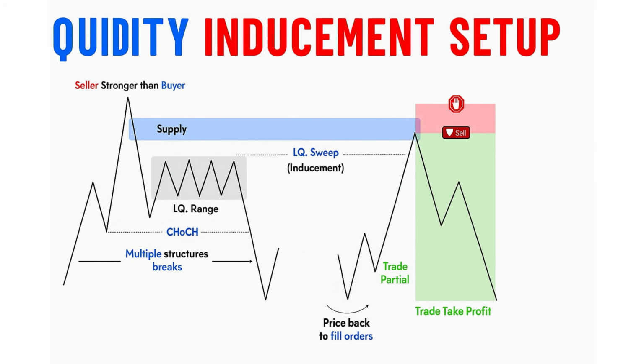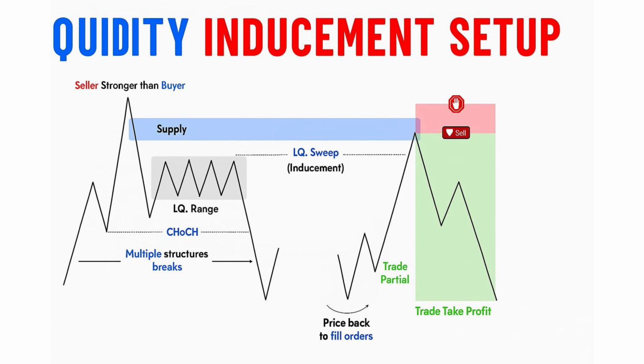Synthesize everything into one powerful high-probability sequence, the liquidity inducement setup. The core premise here is simple. We are identifying a moment where the seller becomes stronger than the buyer. It all starts at a key supply zone. The market doesn't just reverse here immediately. First, it performs a liquidity sweep above that zone. This is the inducement. It tricks bullish traders into entering, creating a pool of stops for the smart money to hunt.